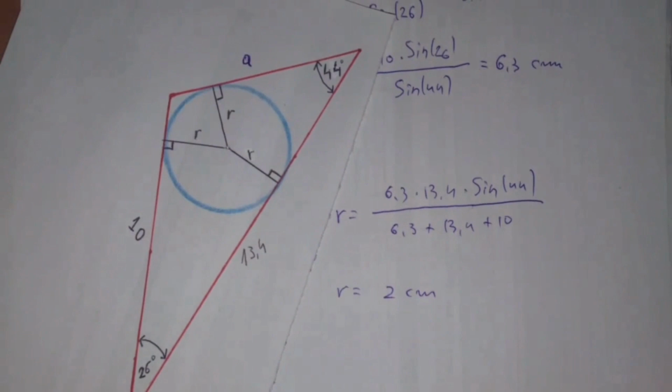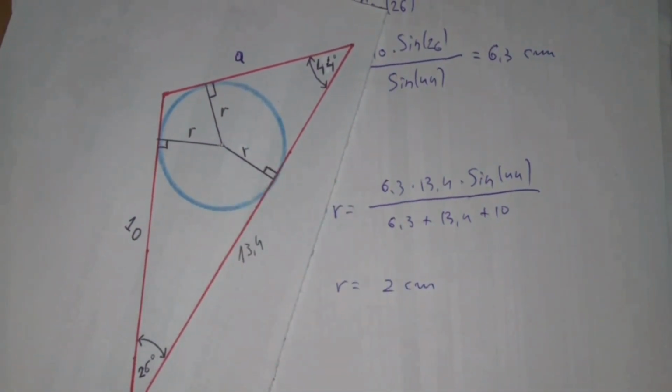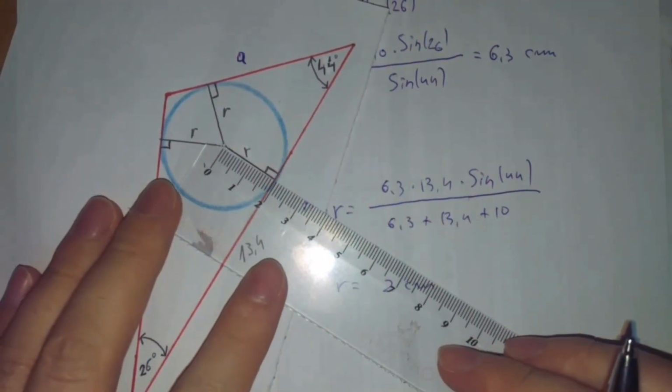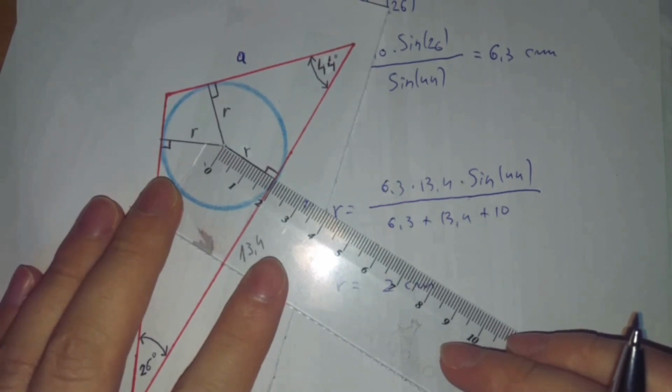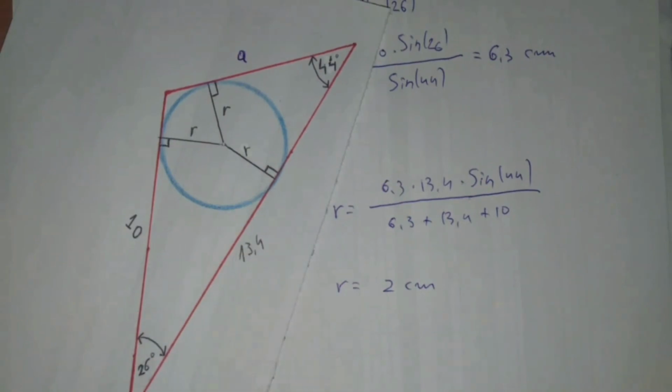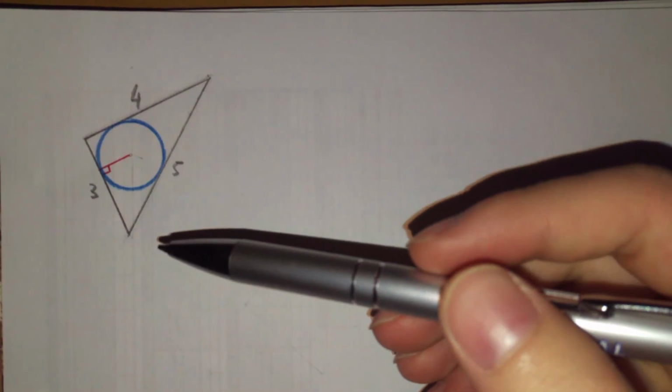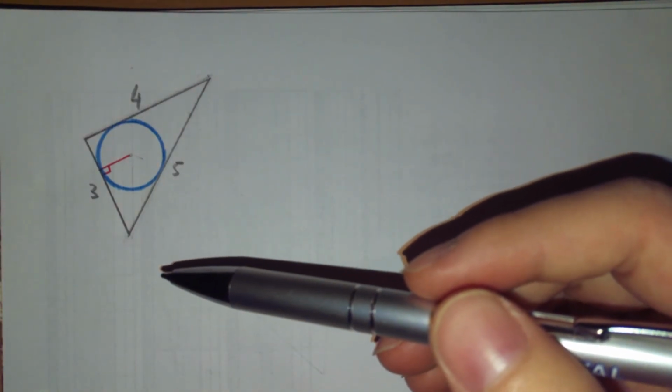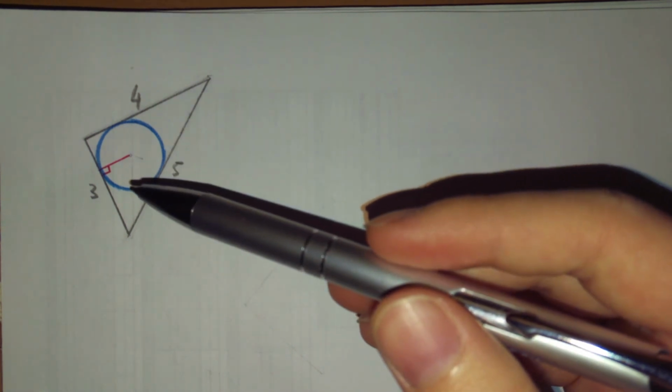Now let's measure the radius here and see how much that is. As you can see, this is almost 2, so once again the formula works. Here is the final example. We are asked to find the radius of this circle here.